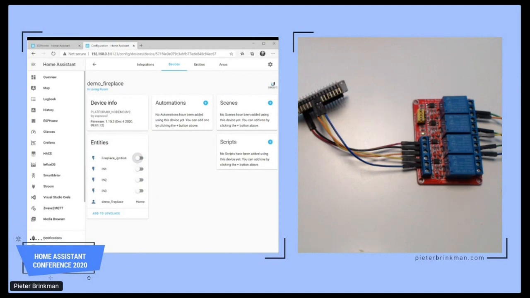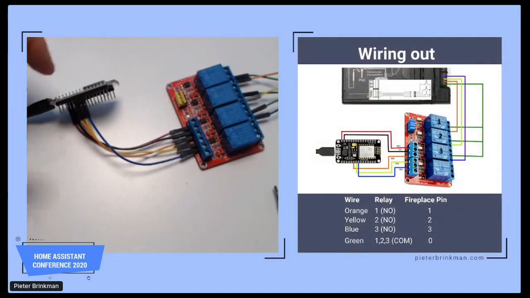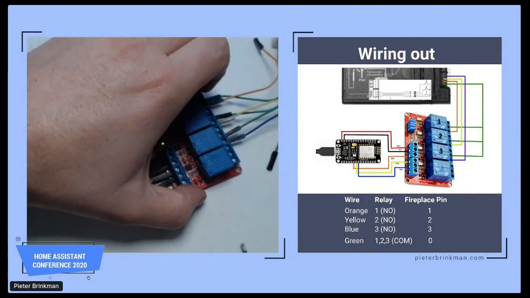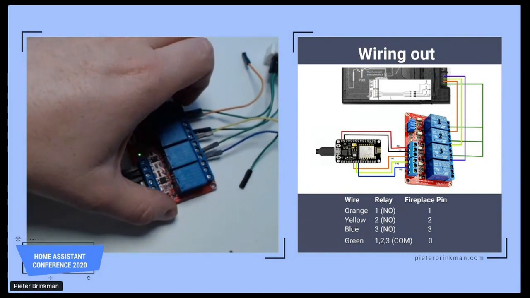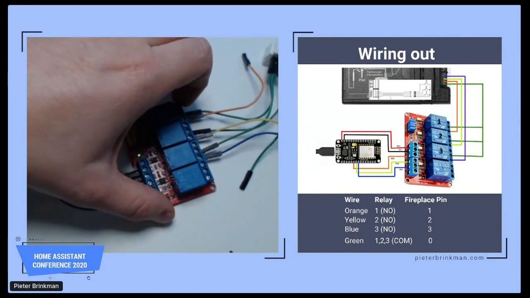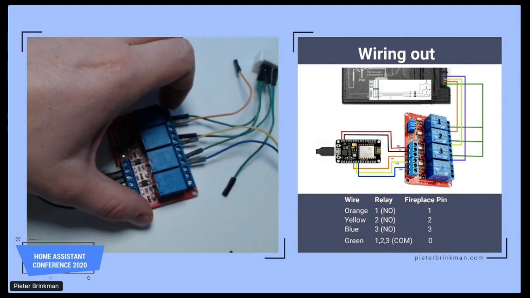All right, so that's it. Now we're ready to start working on the wiring out. So let me quickly explain you the wiring out again. All right. So on the right hand, you'll see again the wiring out schema, which is a bit more clear than what I'm trying to do with my hands.